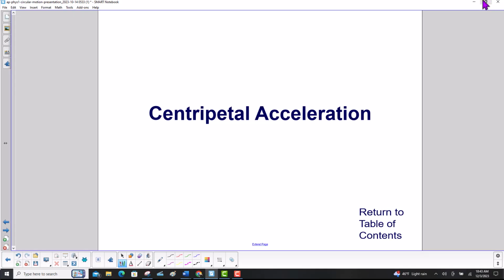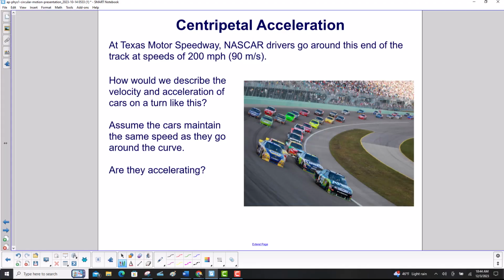Centripetal acceleration. At Texas Motor Speedway, NASCAR drivers go around this end of the track at speeds of 200 miles an hour, which is roughly 90 meters per second. How would we describe the velocity and acceleration of cars on a turn like this? Assume the cars maintain the same speed as they go around the curve.